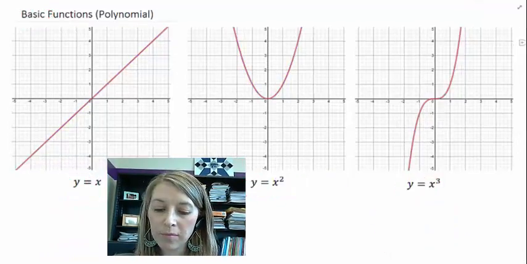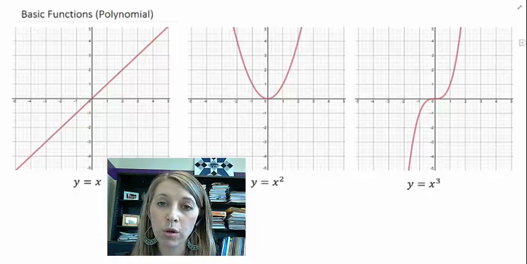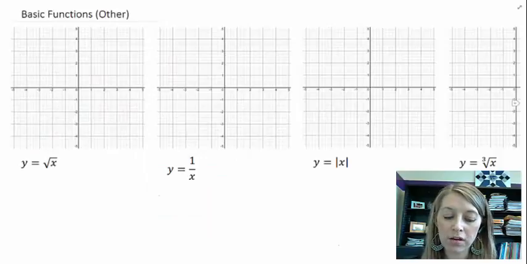So in perfect format, here is the shape of your basic polynomial functions. Degree 1 is a line, degree 2 is a parabola, and this is what degree 3 looks like. Now, not only do we need to do these with polynomial functions, but we need to do these with other functions as well. Let's look at these other functions here.